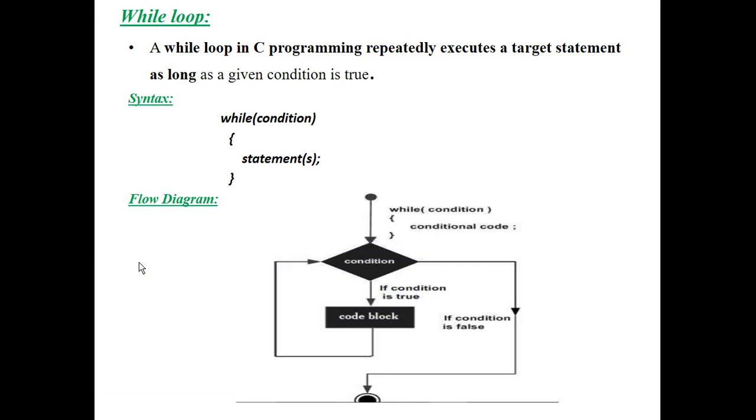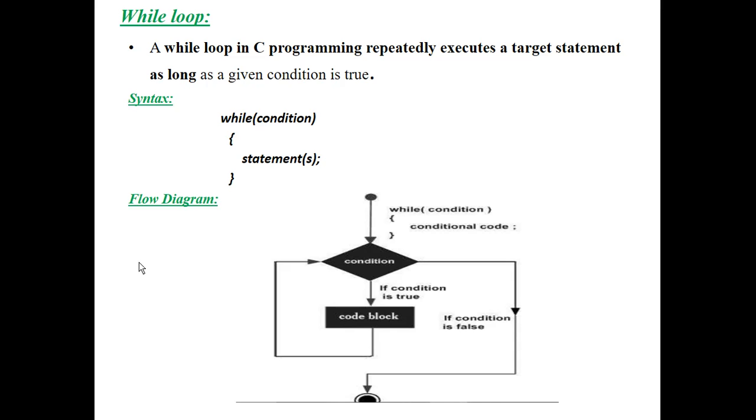Let us consider this flow diagram to discuss the while loop in detail. Here is the first loop condition statement. As soon as the condition is true, it executes the statements continuously without taking much time. The loop continues until the condition becomes false.